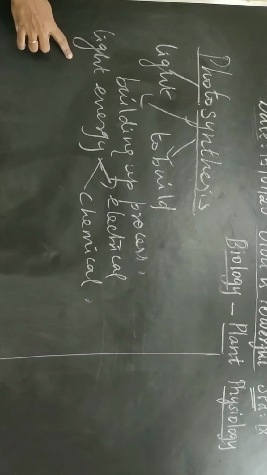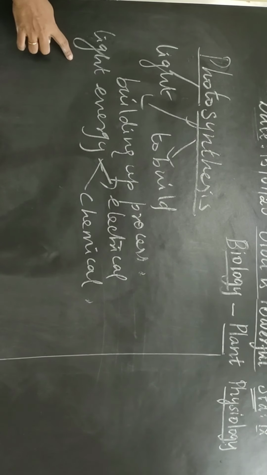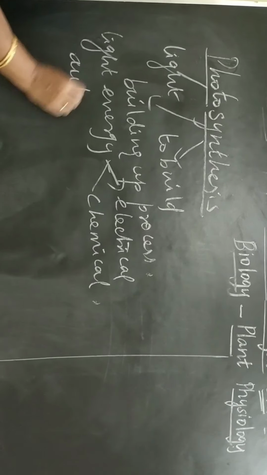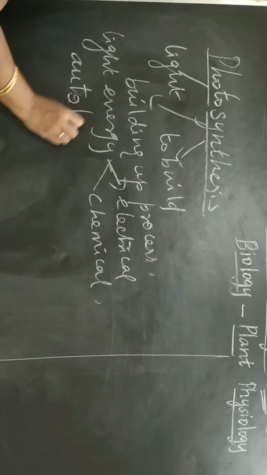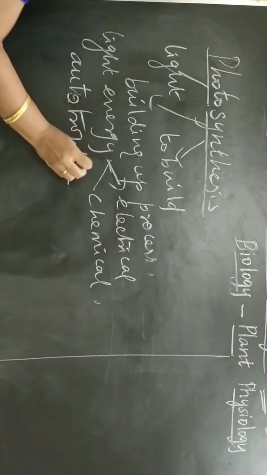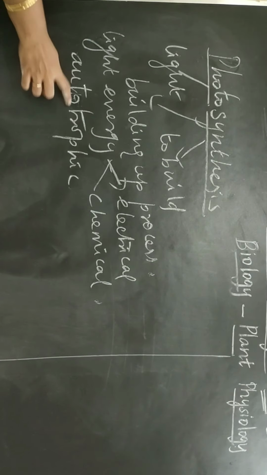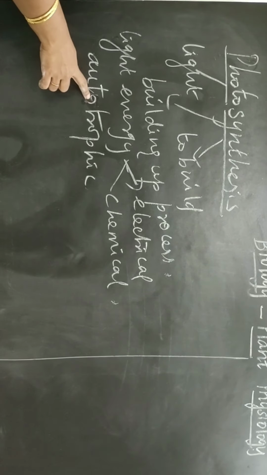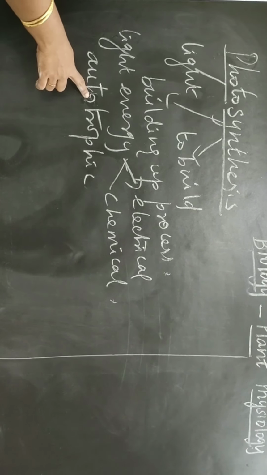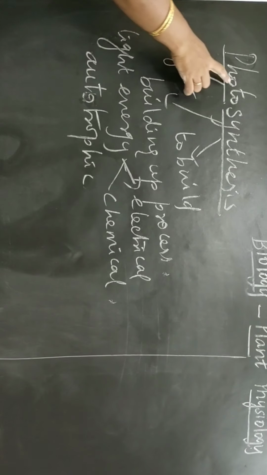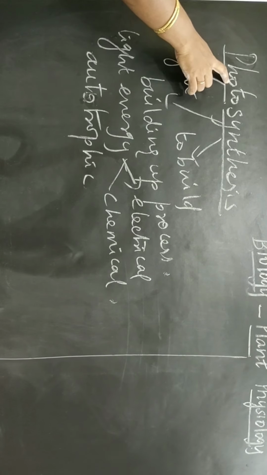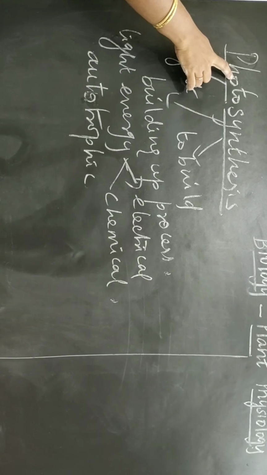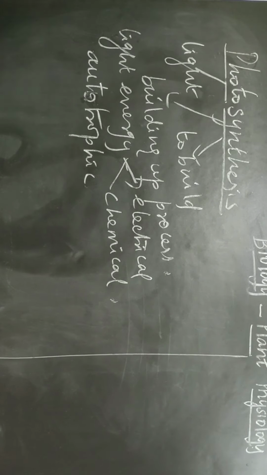Which mode of nutrition is seen in green plants? Yes, green plants are autotrophic in nutrition. Green plants are autotrophic in their mode of nutrition. Why? Because they can prepare their own food through the process called which one? Photosynthesis. Listen children.